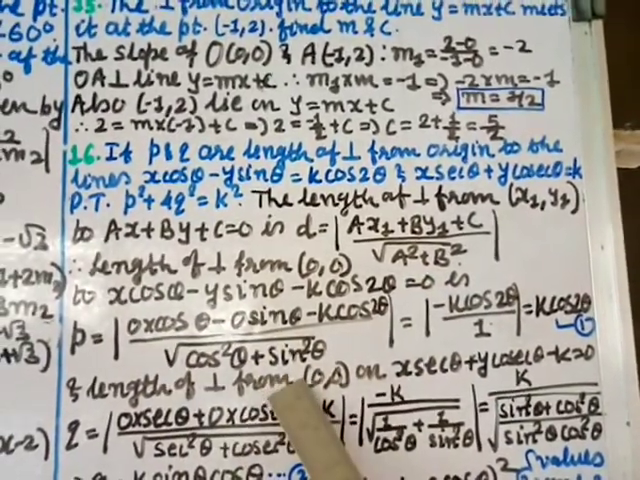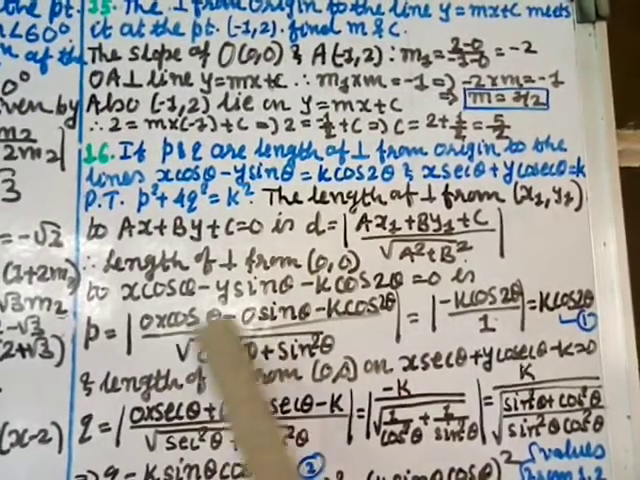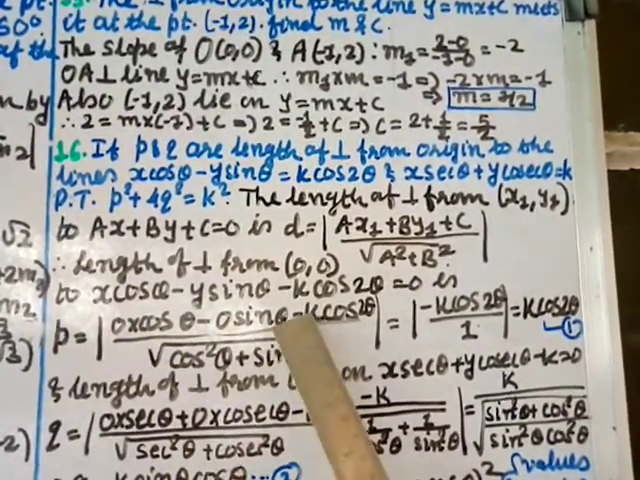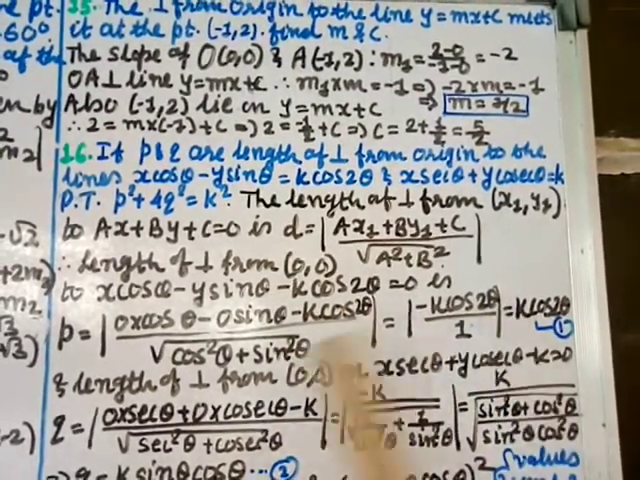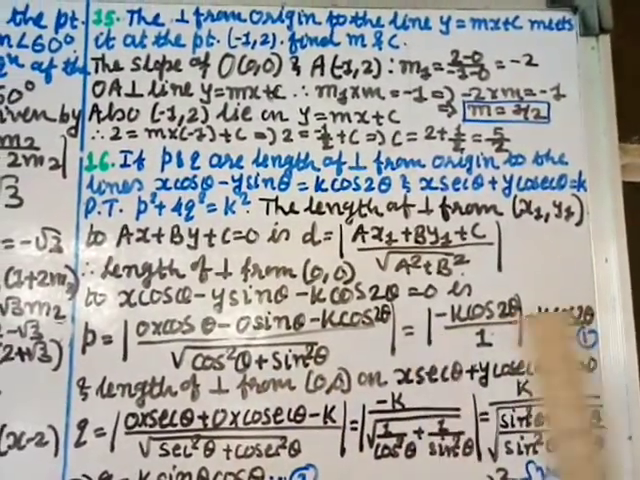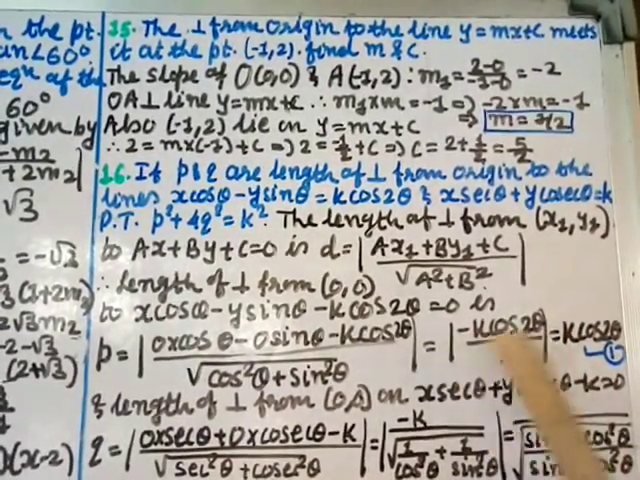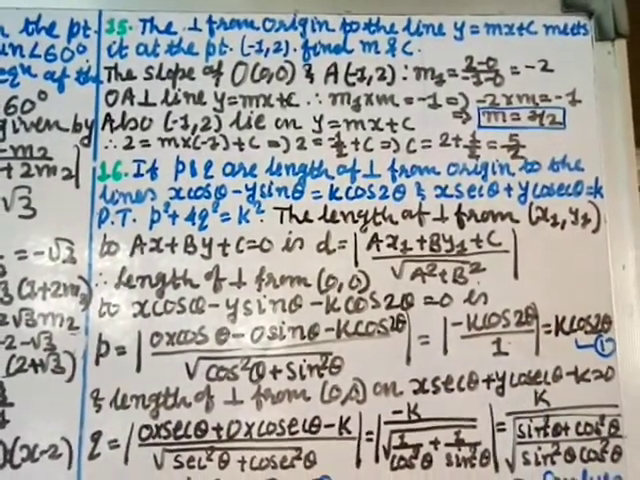Under the square root it will come. Equal to, this is 0, 0 into anything is 0, 0 into anything is 0, so these terms cancel. So here remains minus k cos 2 theta. Cos square plus sin square, from trigonometry it is 1, so the square root of 1 is 1. If you take out the modulus you get k cos 2 theta. Call it equation 1.